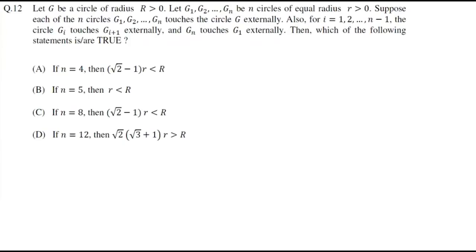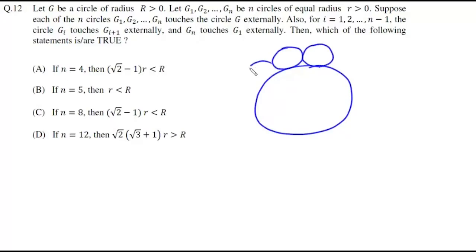And question number 12, we are given that let G be a circle of radius R which is greater than 0, and G1, G2, up to Gn be n circles of equal radius r. Suppose that each of the n circles touches the circle G externally, and each circle touches its next circle, and Gn touches G1. So we have this circle whose radius is R, and then we have these circles which touch each other, and it will continue up to G1 and Gn.